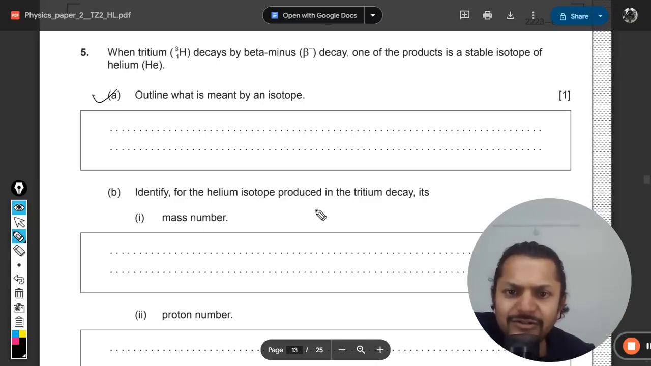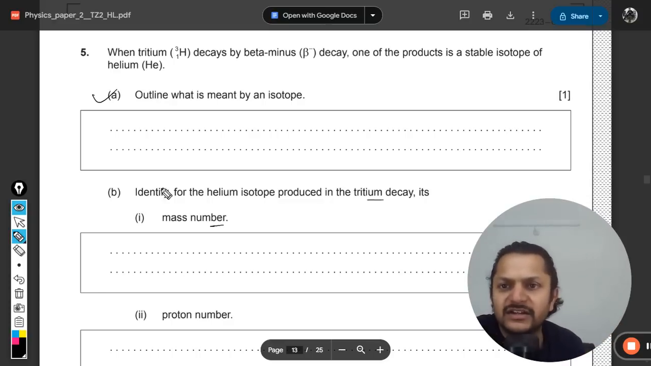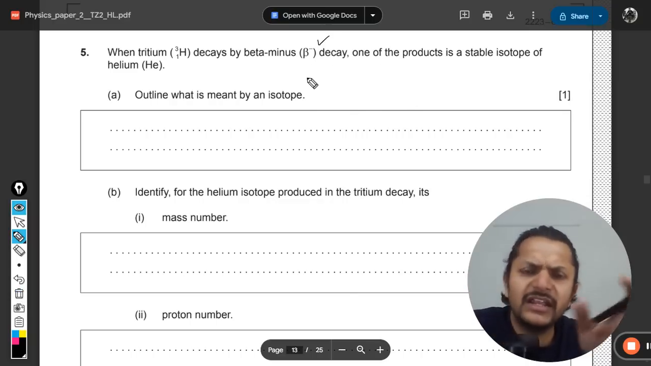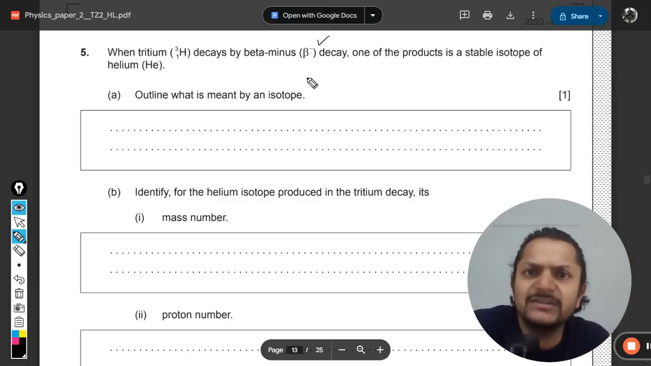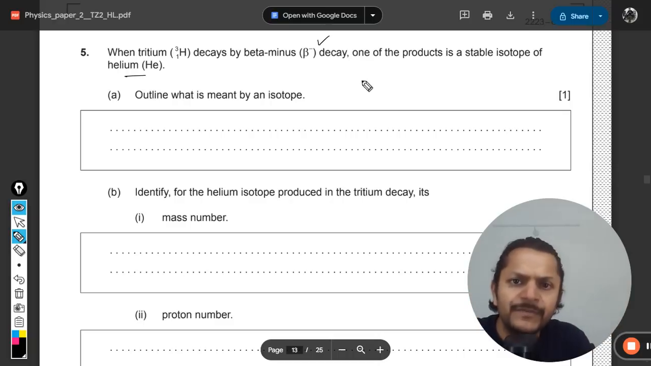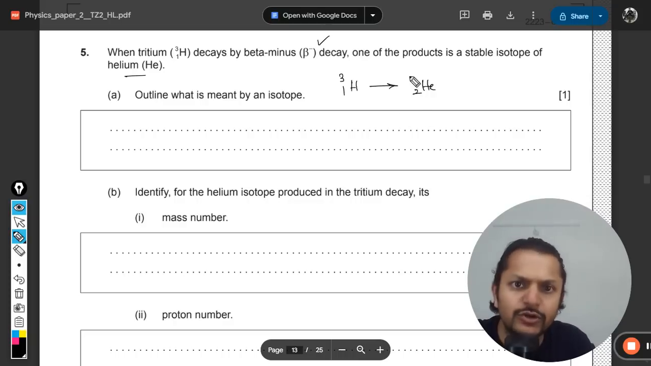Identify for the helium isotope produced in the tritium decay its mass number. So what is the new mass number for the helium isotope that is created here? Let us write the reaction first of all. This is beta minus decay, and we remember that in beta minus decay the atomic number increases by 1. So clearly the hydrogen is converted into helium, and that is also given in the question itself, so there is no doubt about it. So what is happening? This is converted into helium, so the atomic number is going to be 2. Mass number I don't know, so I'm not writing it.